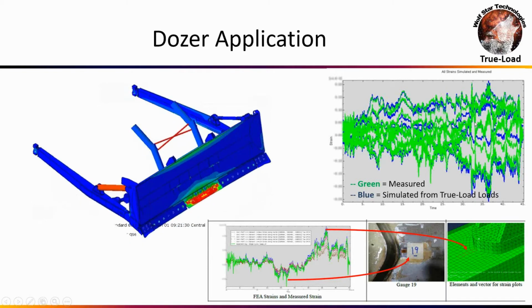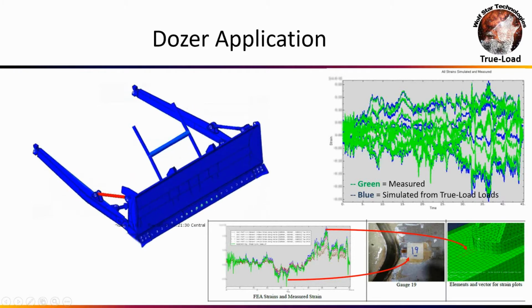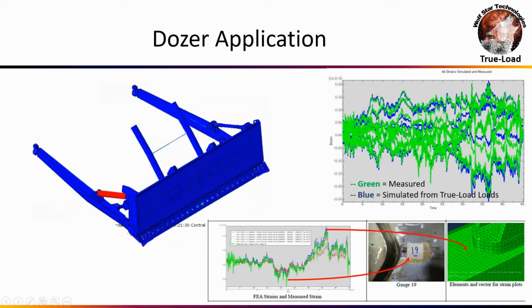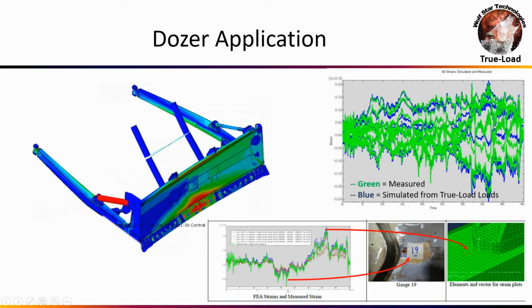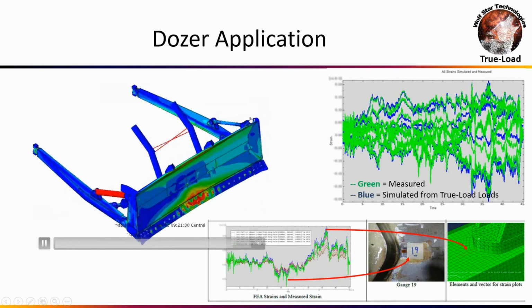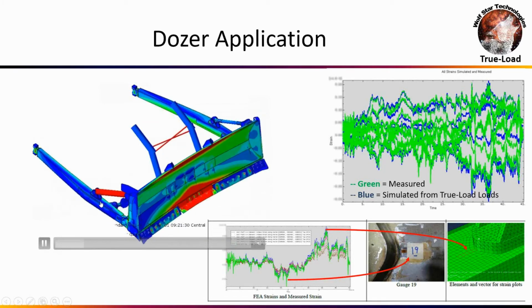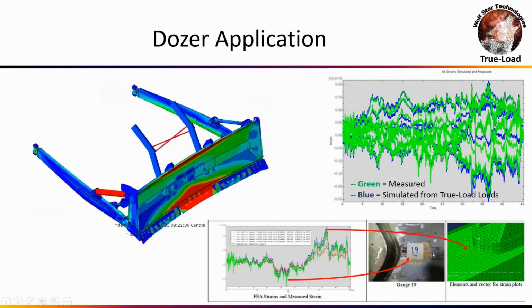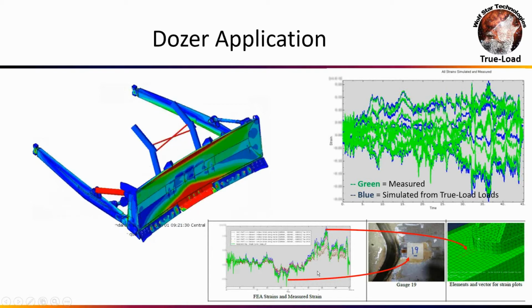And again, you're seeing my green and blue plots on the right here, where green is measured, blue is simulated, and we're showing how good we're getting correlation. Now, this company was really concerned with these forgings here, where they had issues in development, and so they placed extra gauges on here, like this gauge number 19, which is a gauge right in the hot spot here.